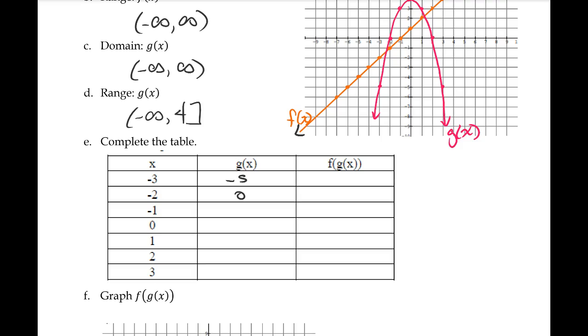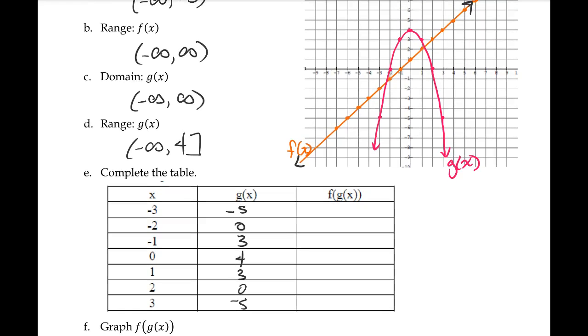And 0, 3, 4, 3, 0, -5. Okay, so then I'm going to take these and put them into my f of x, and I can pull the values right from the graph. So the input is -5, output's -4, 0 should be 1, 3 should be +4, +4 should be +5.